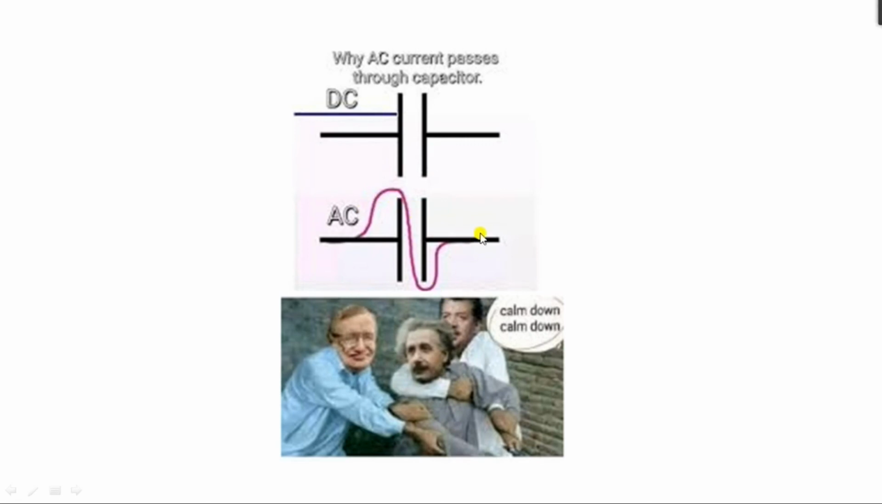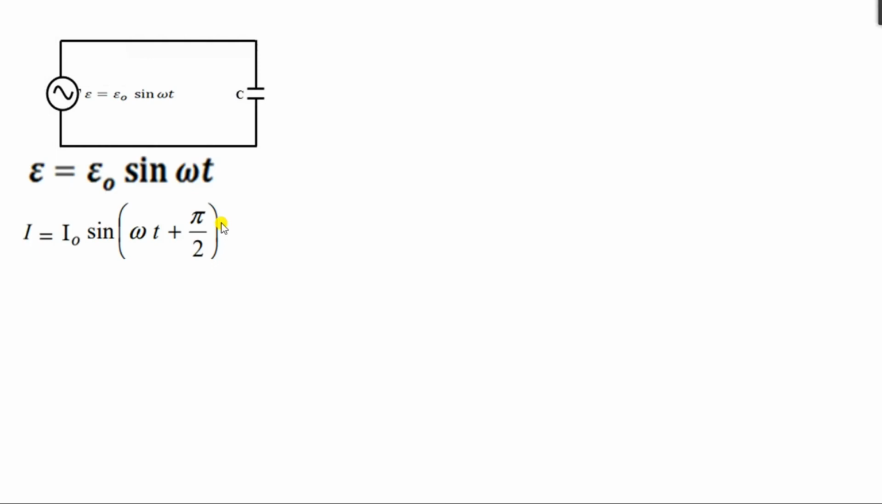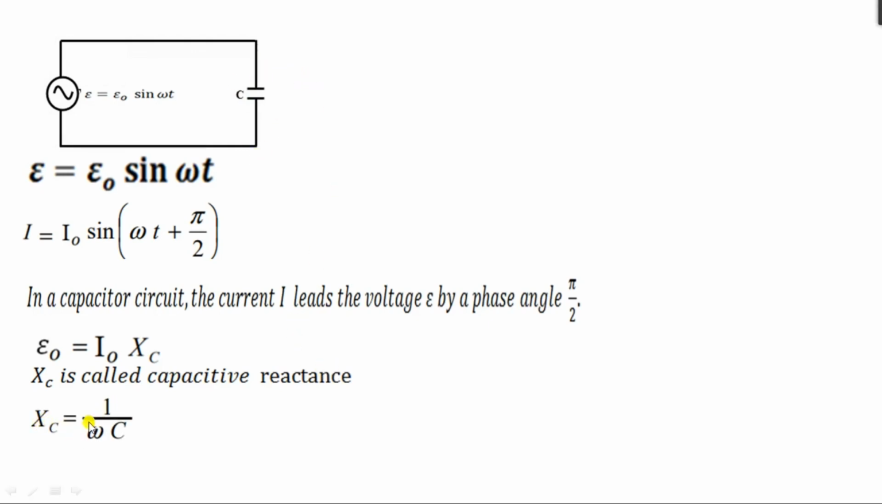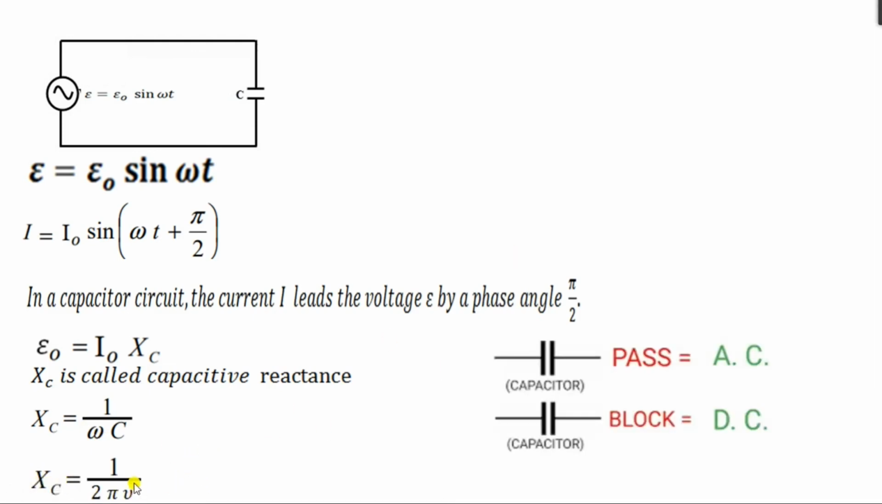Now we'll summarize the video. So in a capacitor circuit, the current is 90 degrees ahead of the voltage, and the phase angle between them is pi by 2. The maximum voltage is equal to maximum current into Xc, and Xc is the capacitive reactance, the effective resistance offered by the capacitor. We cannot say resistance offered, it is the reactance or effective resistance. It is given by 1 by omega c, or we can write Xc is equal to 1 by 2 pi frequency, and because of this frequency the capacitor blocks DC and allows AC.